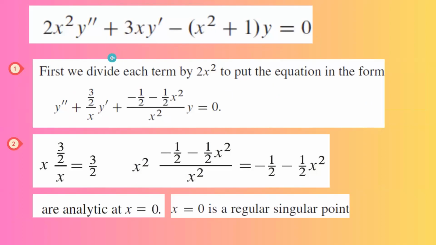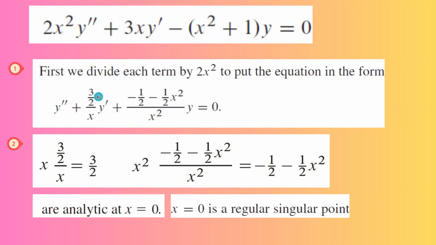For example, let's take a look at this differential equation: 2x squared times the second derivative of y plus 3xy prime minus (x squared plus 1)y equal to 0. First, we need to check to see if we have an ordinary point or singular point. We're going to divide everything by 2x squared. It becomes the second derivative of y plus 3 divided by 2x times y prime plus, if you simplify x squared plus 1 divided by 2x squared, negative a half minus a half x squared divided by x squared, times y equal to 0.